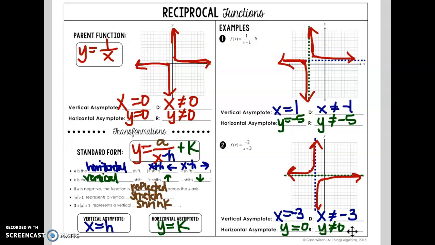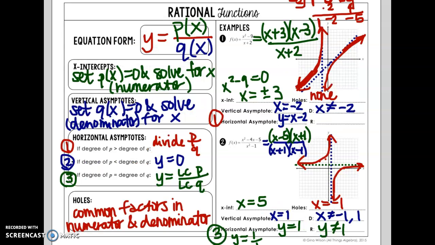The next video will be about rational functions. This is the other side of the note sheet I told you would be best to probably print off. So I'll go start this on the next video.